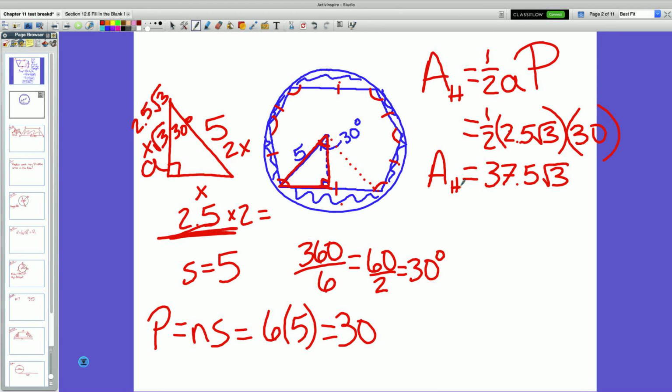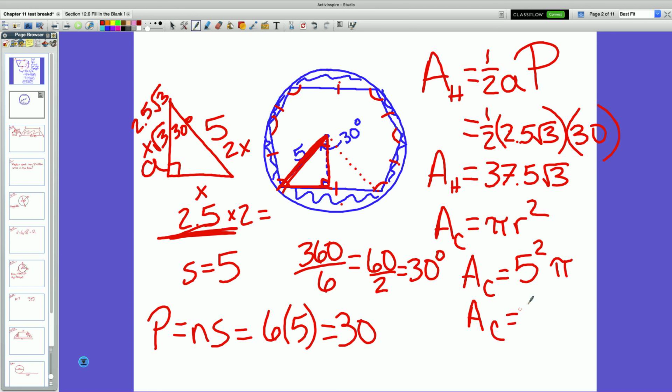And yes, we're going to have to get rid of that square root of 3, but I'm leaving it till the very end so that I don't have to round anything and I don't have to write down a super long decimal. Then I also need to find the area of the circle here. This is my radius, so it's 5. Remember, area of a circle is pi r squared. So my area of my circle would be 5 squared times pi. So that means the area of my circle is 25 pi.